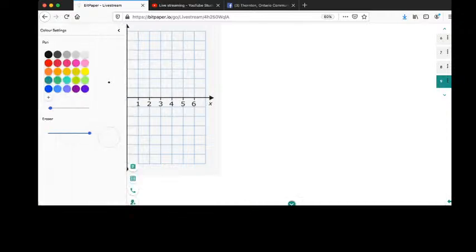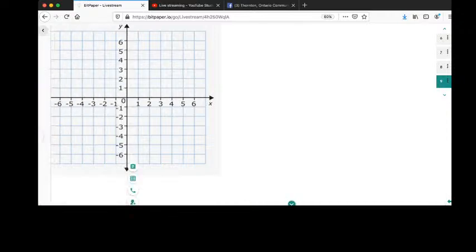There we go. So let's put some color on this bad boy. Let's use purple because I happen to love that. So let's say I have a line segment here and we've got point B here, and let's say point A is like right here. So this is my line segment.